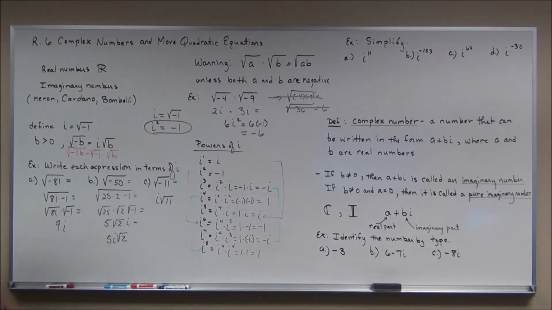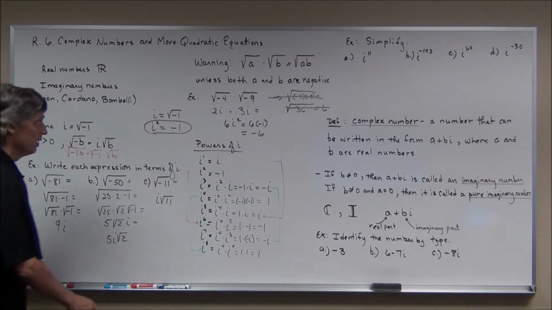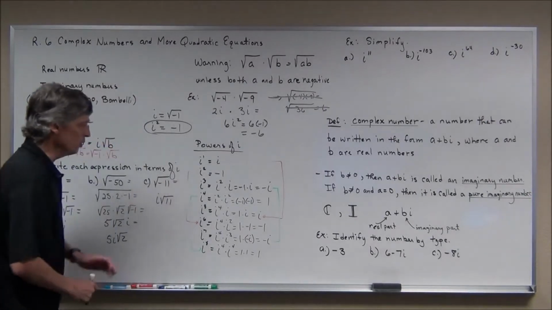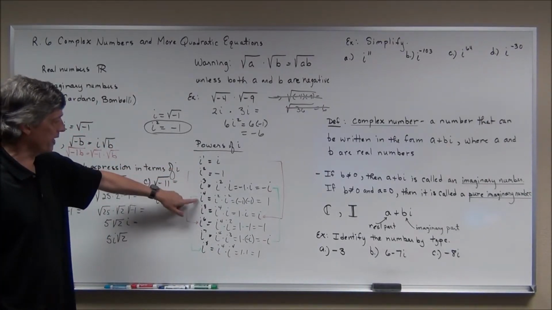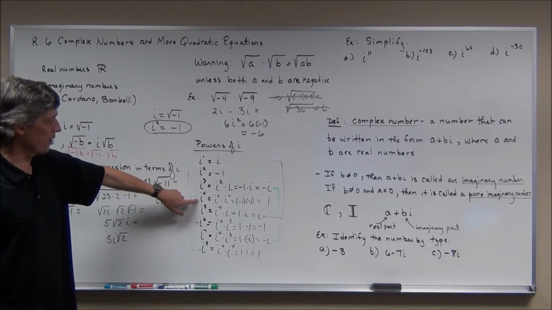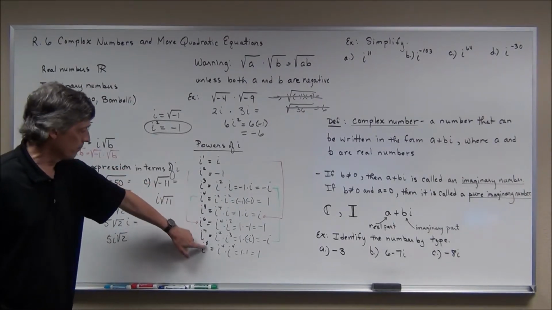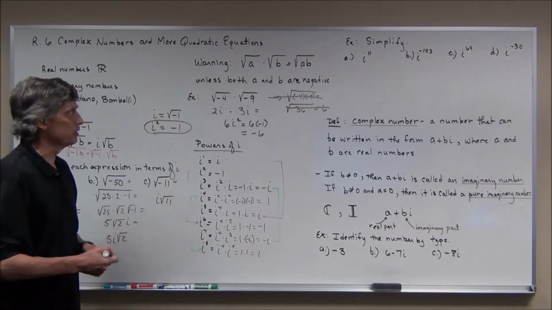Well, that's all good and said unless you have a really big power, like I to the 100th power, or 200th power, or 3,475th power. Then we still can use the pattern, but we're not going to go through them one by one. We're going to use the fact that if the exponent for I is a multiple of 4, then it's equal to 1. So let me go over to here.